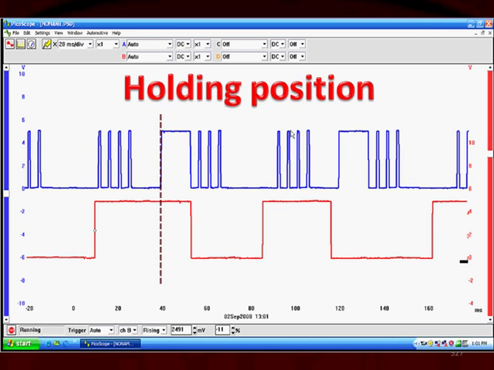In the holding position, the cam is going to dither, and that means it's going to move back and forth ever so slightly. So once again, you're looking at a static waveform, not a live waveform, and we don't see any camshaft moving. But in live waveform, we would see it dithering or moving ever so slightly back and forth. So the holding position isn't really a fixed position.